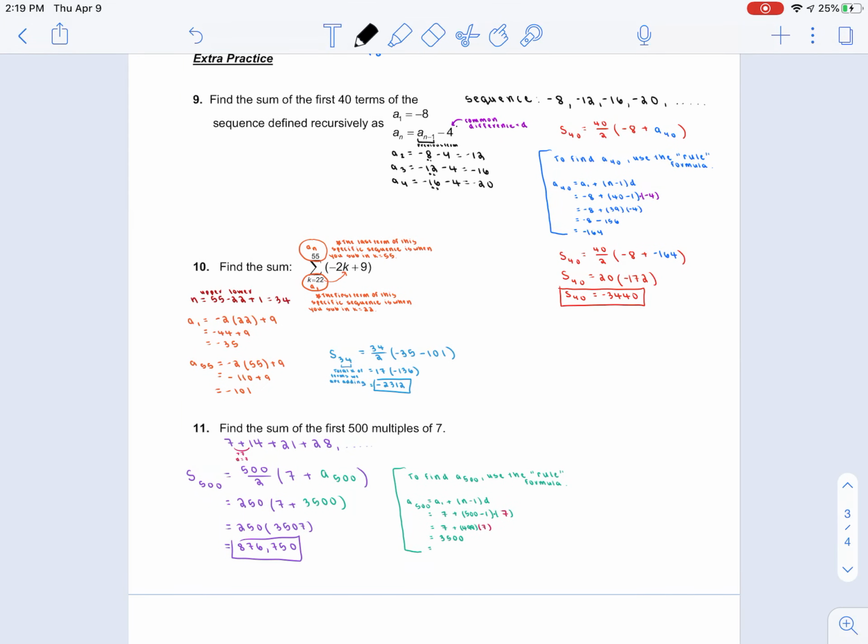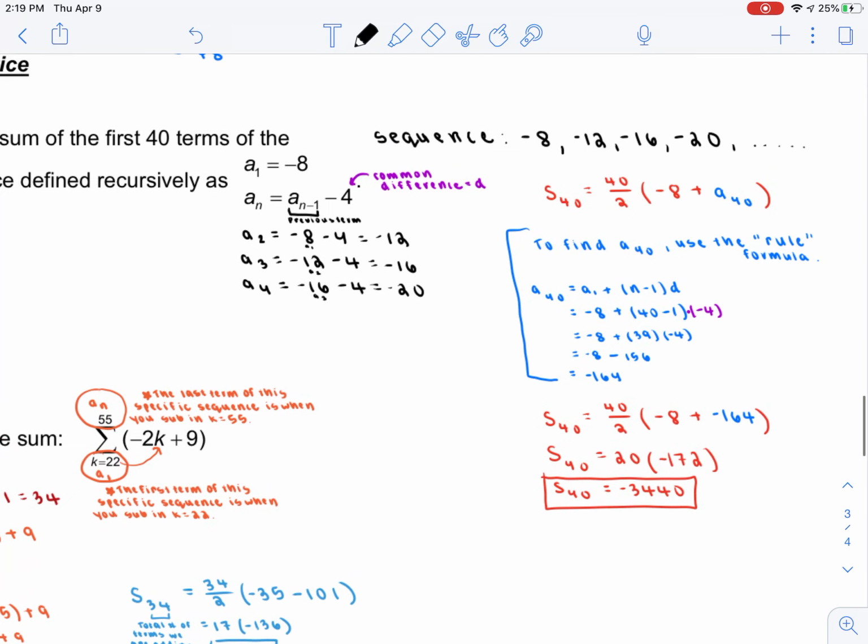Just a brief rundown for number 9, they wanted you to find the sum of the first 40 terms, but the sequence was defined recursively. Whenever this happens, start writing out your sequence by doing what we did when we learned about recursive formulas. To find the second term, you're taking the first term and subtracting 4. To find the third term, you're taking the second term and subtracting 4. To find the fourth term, you're taking the third term and subtracting 4.